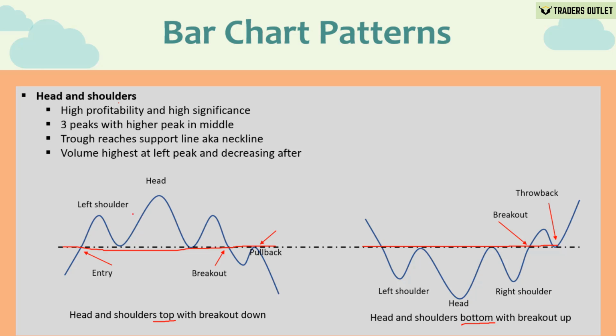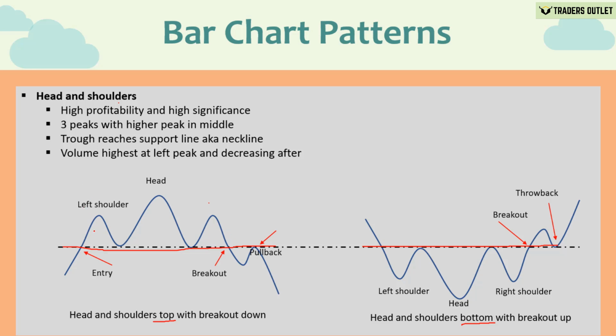So what we have is three peaks, the middle peak being at a higher level than the left and right peaks. These two peaks are called left shoulder and right shoulder, and head is usually at a higher level than the shoulders. We might also have difference in heights for left shoulder and right shoulder.